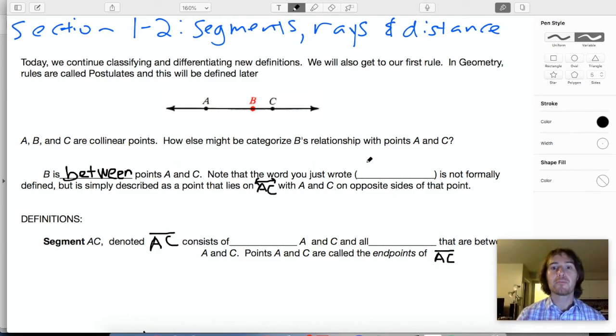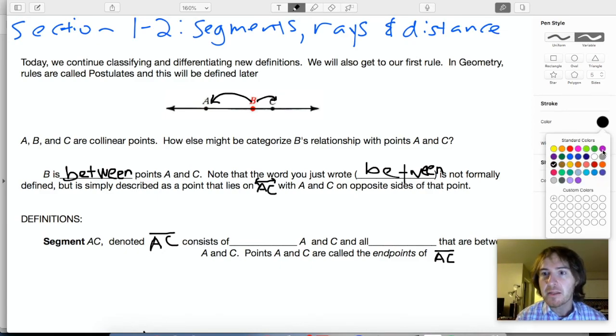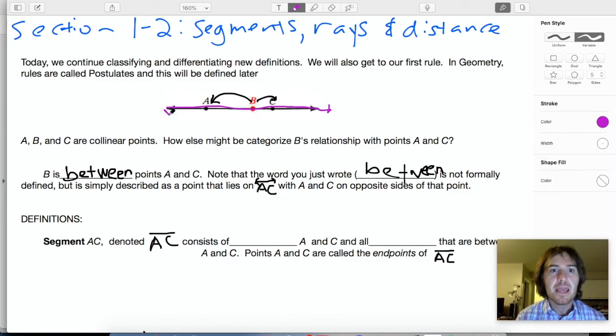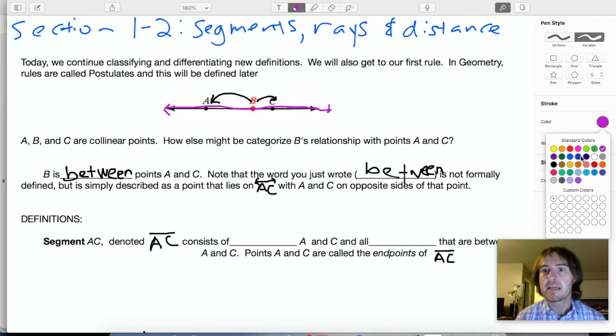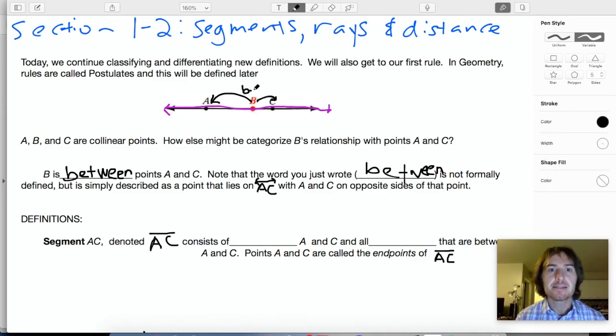Note that the word you just wrote, between, is not formally defined. It is technically an undefined term, although it's not really credited as being an undefined term. Anyways, it's not a defined geometric thing here because it's simply described. We're describing a point that's on a line AC, a point that lies on the same line, collinear with A and C, but A and C are on opposite sides of B. So we have this one line, and we know they're all collinear, and A is on this side of B, C is on this side of B, so that means B is between A and C.